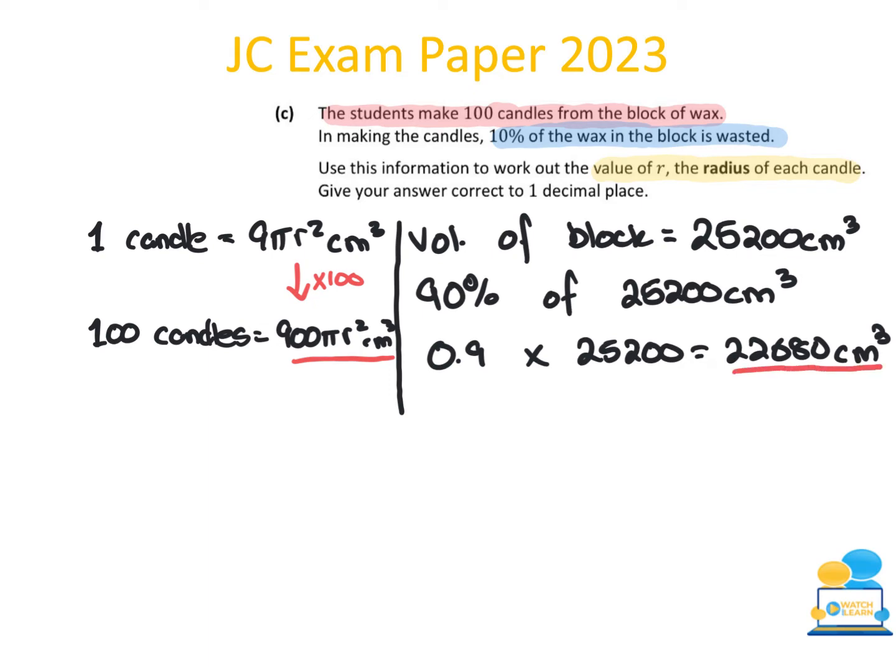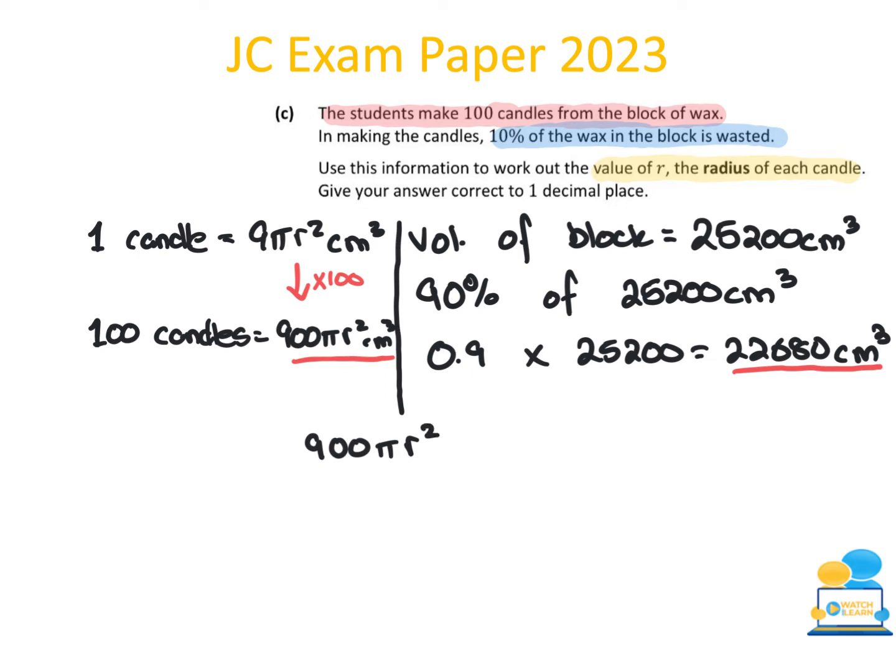So both these answers that I've underlined in red are equal to each other because the first answer represents the volume of wax it takes to make 100 candles, and the second answer represents the volume of wax that was used from the original block. So I can now put both of these answers equal to each other and create an equation to solve for r.